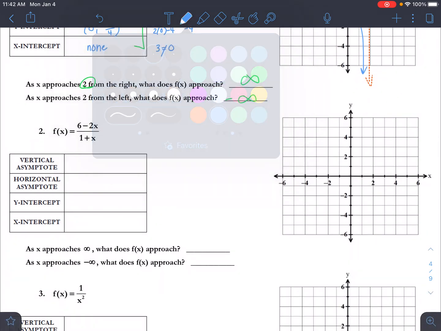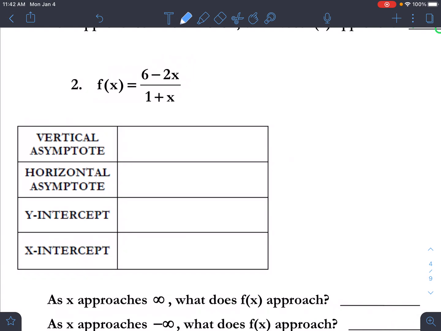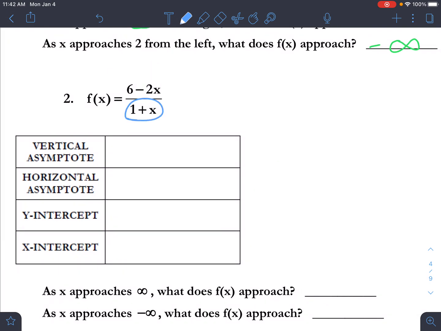And again, we're going to go through this in class, so always bring in questions if you have them. 6 minus 2x over 1 plus x. Okay, vertical asymptote. You take the denominator. You say when is x plus 1 equal to 0? That's when x is equal to -1.